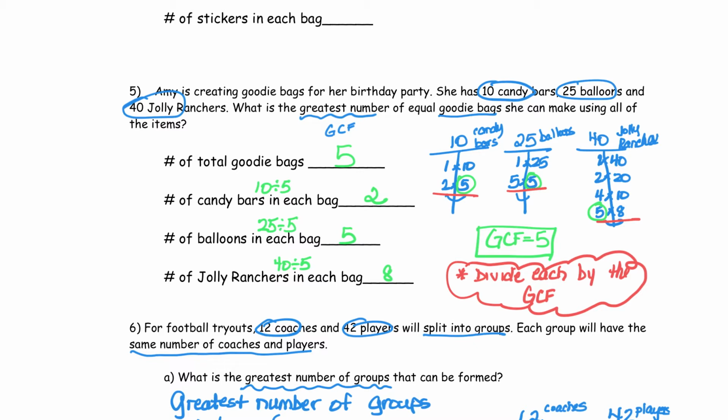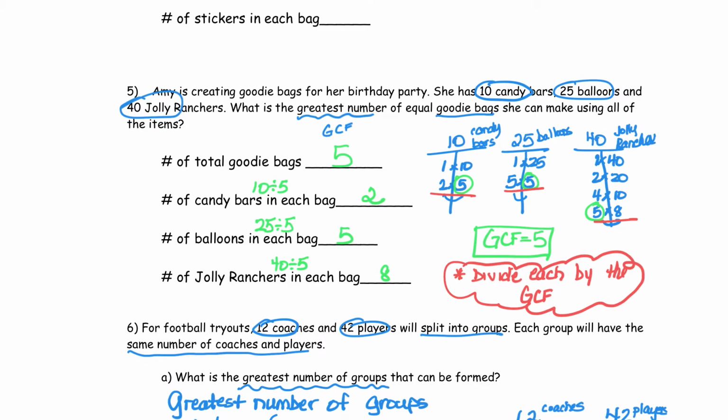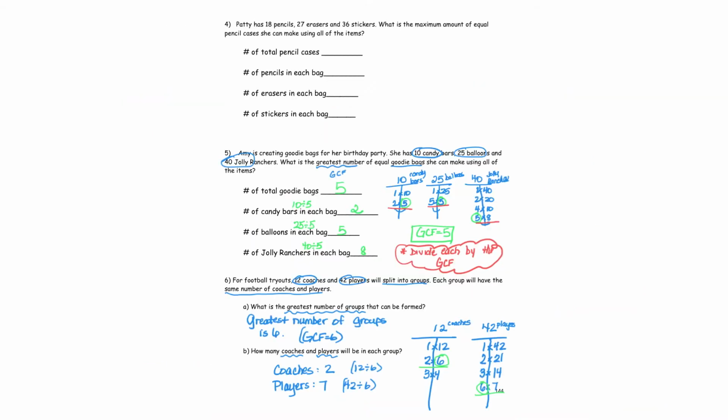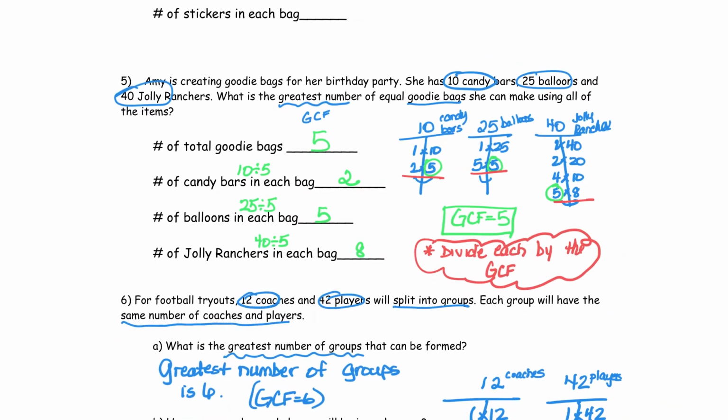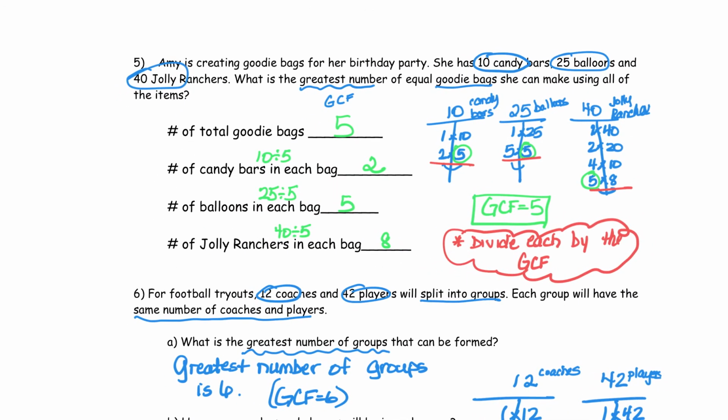Today's lesson is going to be a bit of a review, but before we get going with that, let's take a look at our last assignment. Here are the answers to number 5. Amy's creating goodie bags for her birthday party, and she has 10 candy bars and 25 balloons and 40 Jolly Ranchers. What's the greatest number of equal goodie bags she can make using all of the items?